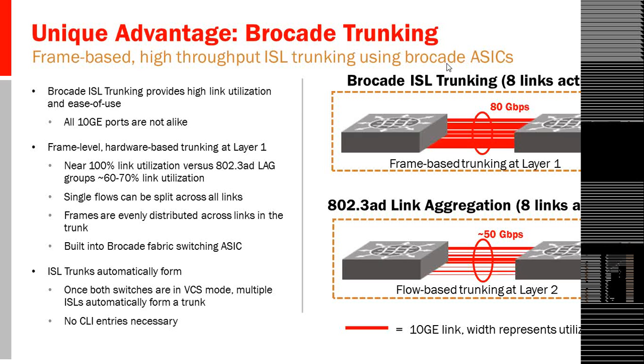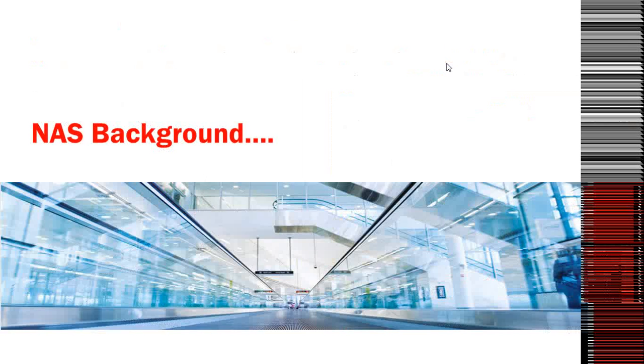Brocade ISL trunking is per packet, so frame-based round-robin load balancing. Literally, you always use the entire bandwidth available. So if there are 8 10 gig links in that ISL trunk, then we will balance the traffic proportionally across all the links available. So quite an advantage there as well.